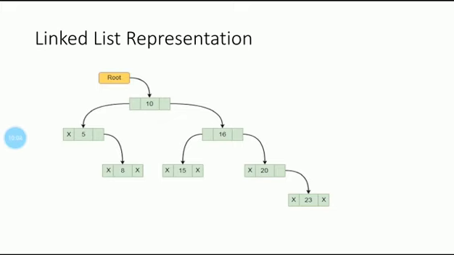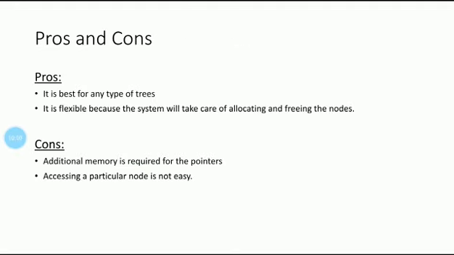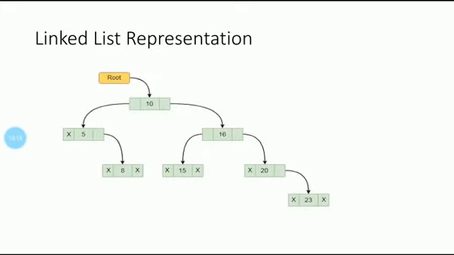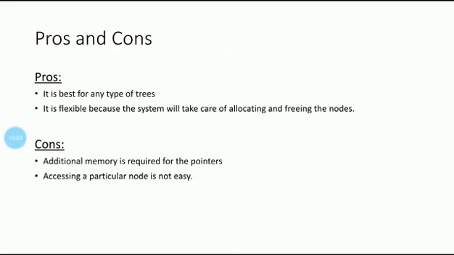But coming to disadvantages, each and every node has three parts, so additional memory is required for the pointers, and it goes only in a forward direction. That means with the help of a parent node we can easily access the child node, but with the help of a child node we cannot access the parent node. A doubly linked list is needed, but then too much memory is needed. So linked list representation has some advantages: it is applicable for any kind of tree, but it goes only in a forward direction, and additional memory is required for the pointers.